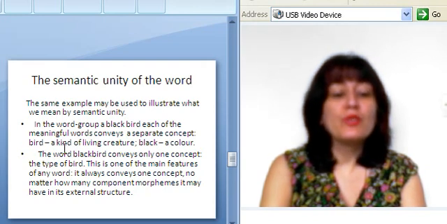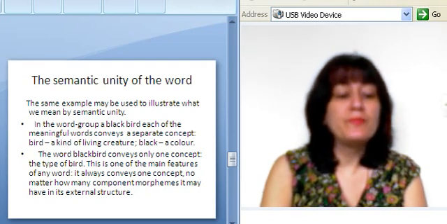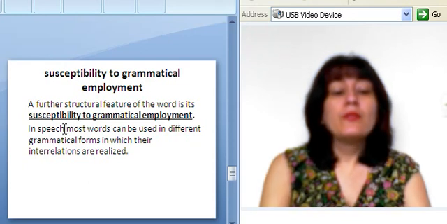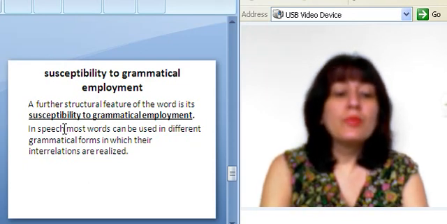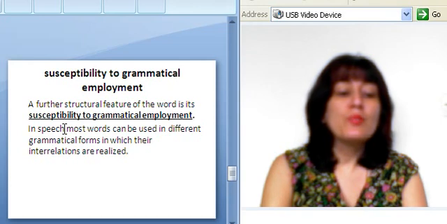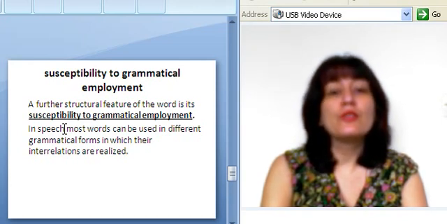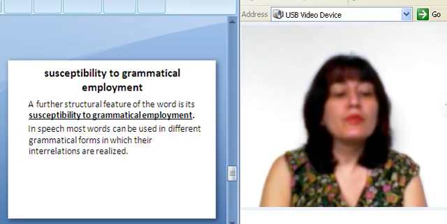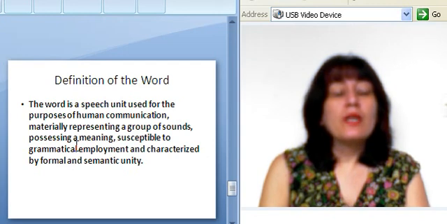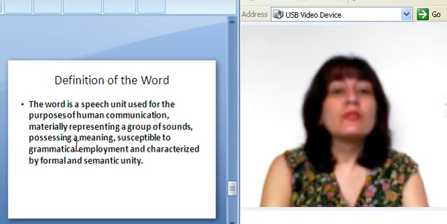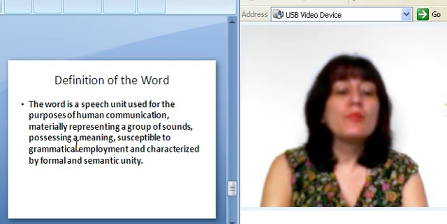A further structural feature of the word is its susceptibility to grammatical employment. In speech, most words can be used in different grammatical forms in which their interrelations are realized. That is what we call susceptibility to grammatical employment. And finally, we tried to define the word as a linguistic phenomenon. And we said that the word is a speech unit used for the purposes of human communication, materially representing a group of sounds, possessing a meaning, susceptible to grammatical employment, and characterized by formal and semantic unity.